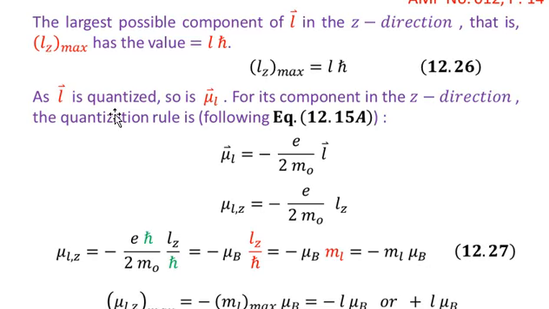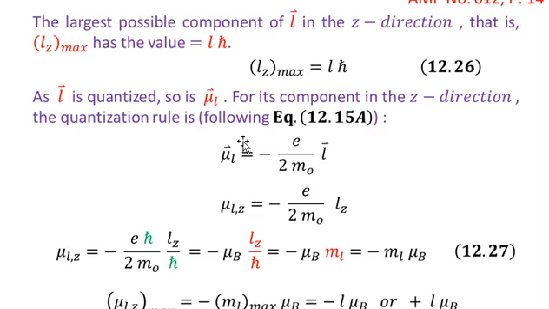As L is quantized, mu L is also quantized, which means that mu L has a fixed value of component along the Z direction, and it has a fixed direction with respect to the magnetic field. So this is the meaning of quantization. That is, the direction is fixed with respect to the magnetic field, and the magnitude is also fixed with respect to the applied magnetic field. This is the meaning of quantization of both these quantities. That is, the quantization of the orbital angular momentum and the quantization of the orbital magnetic moment of the electron or the atom.